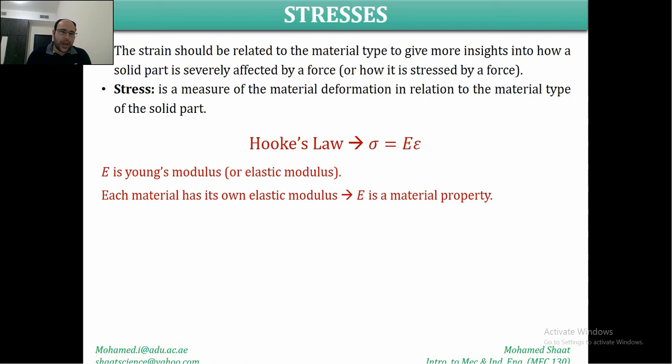So the objective now is first to know how we can determine this elastic modulus experimentally, how we can measure it for a specific material using a test that is commonly known as the simple tensile test. So we are going to discuss this test. Then we are going to discuss some of the commonly used mechanical properties of materials that we intensively use as mechanical or industrial engineers. Then we are going to discuss the different types of materials.